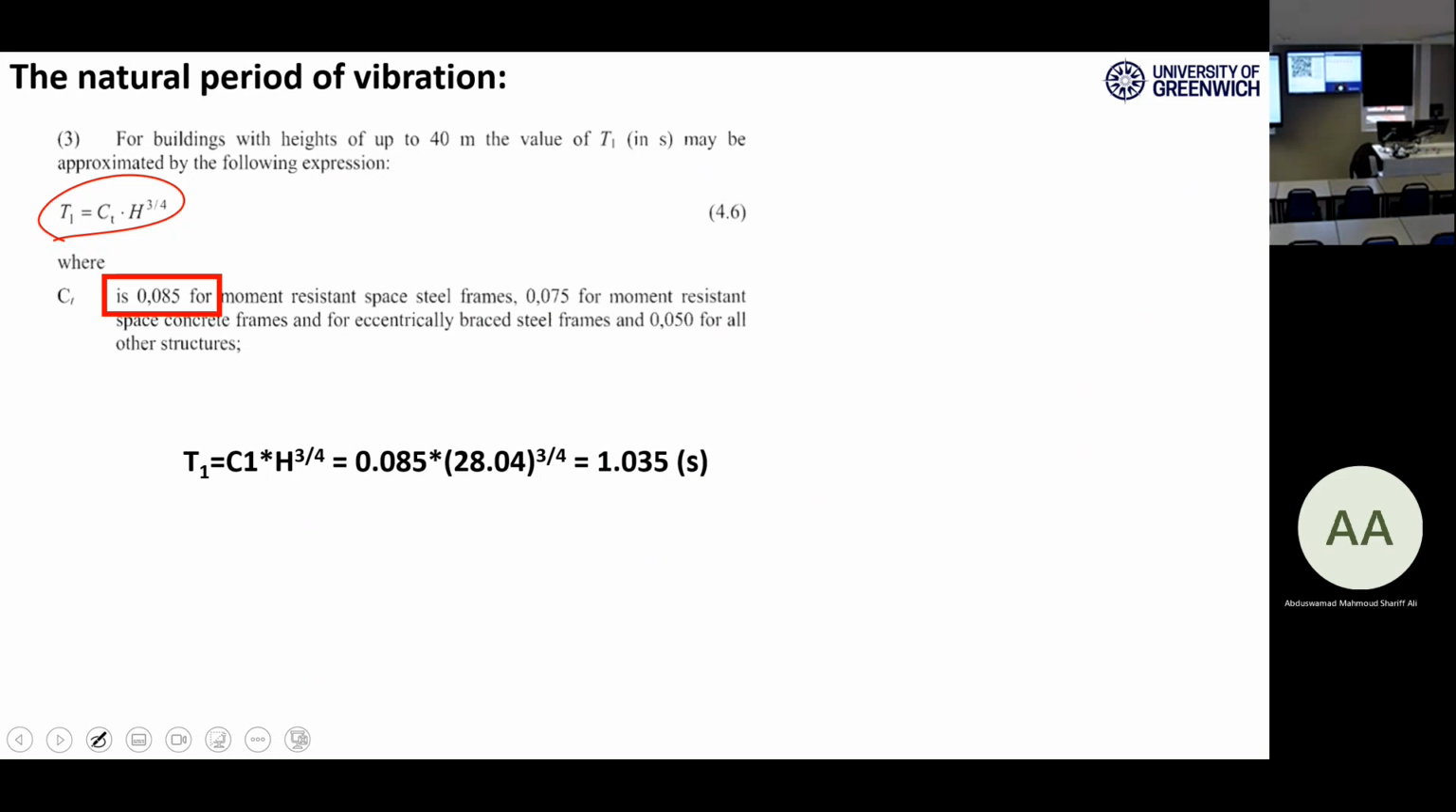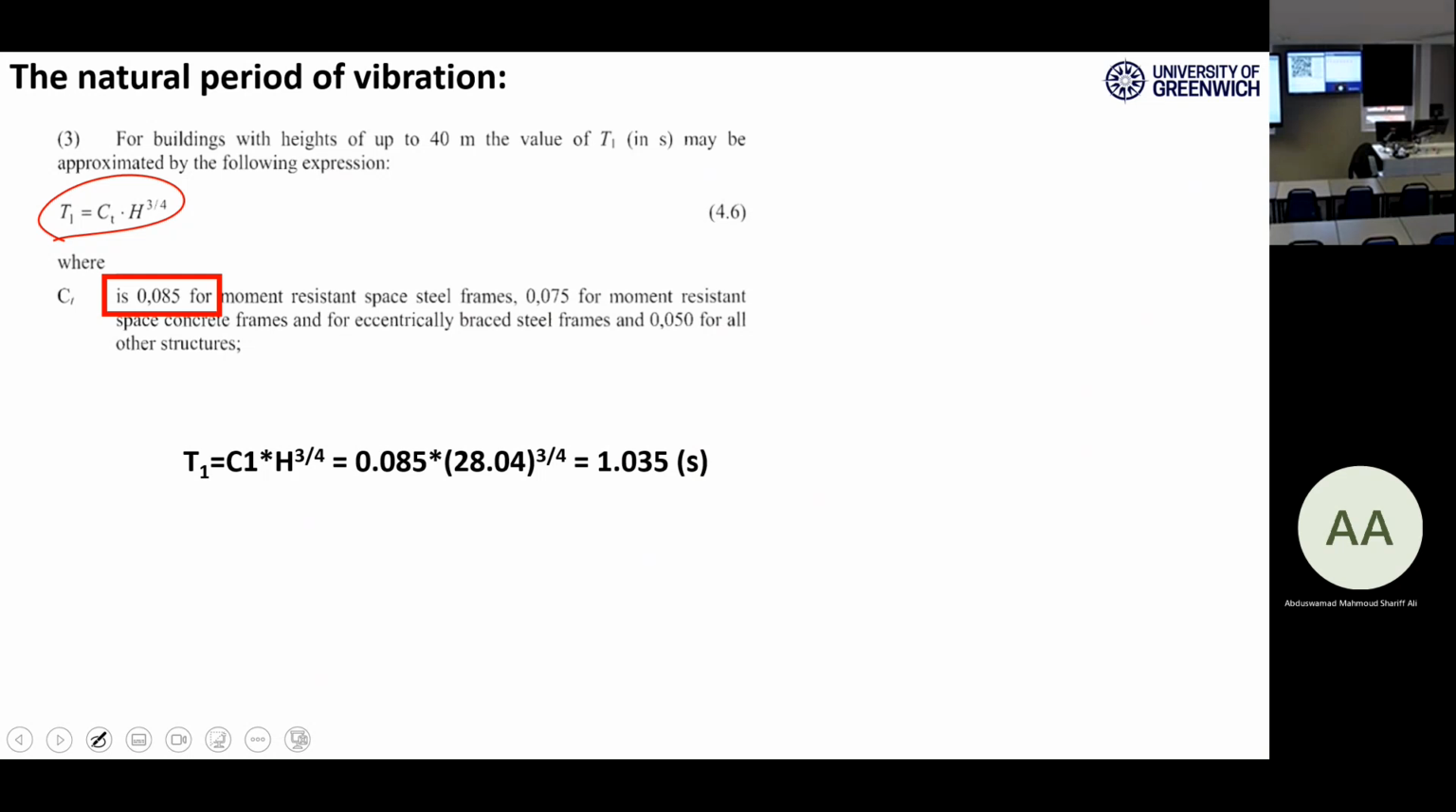This is more conservative than what you will calculate in your coursework, because any code, including Eurocode, wants to be conservative. They aim to be conservative. So the T1 you will calculate in your coursework will definitely be more than this one you get from the Eurocode.